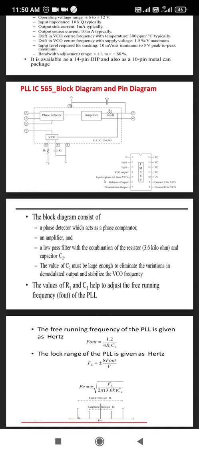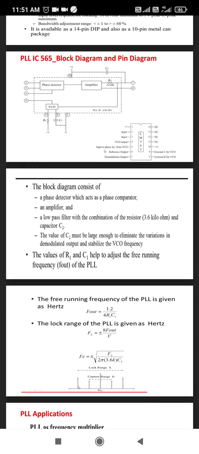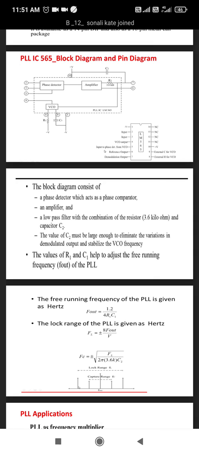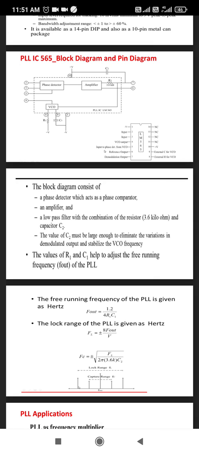Now we will see the next part. The block diagram of IC 565. The block diagram of IC 565 consists of a phase detector which acts as a phase comparator. It will compare the input signal with the feedback signal or output of the VCO. So what are the things it will compare? The frequency and phase. When they become equal, then the system will get locked. That is the working principle we have already discussed.